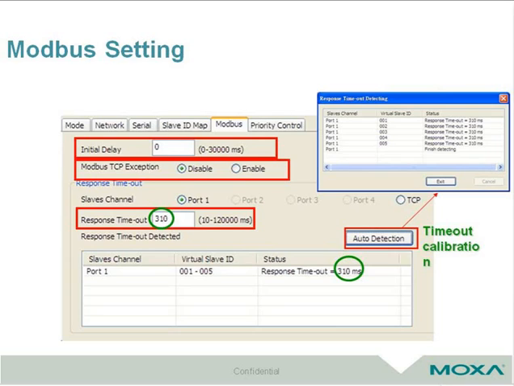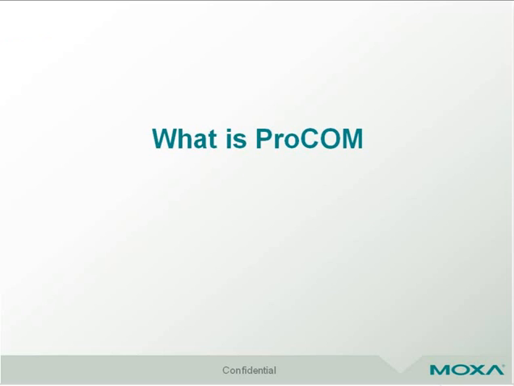The auto detection function works by sending a request to the slave device with function code 08 diagnostics. The MGate will then calculate the timing the MGate needs. Above are the Modbus basic concepts. The next topic will be the PROCOM function, and we will talk about it in more detail.